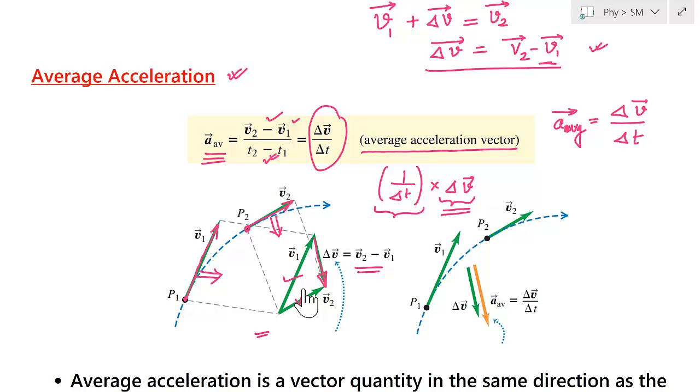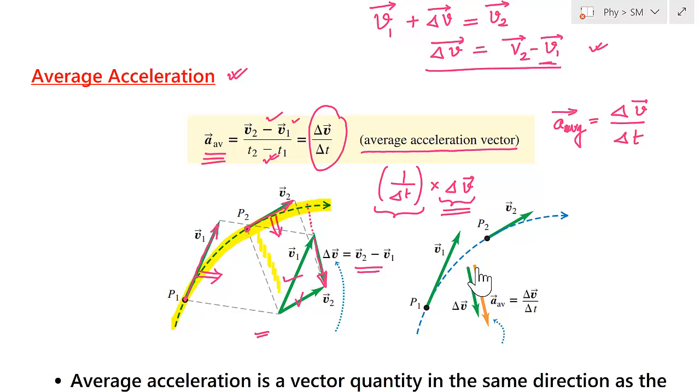So see, what is the direction of the change in velocity vector? It is towards the center of this curve. If you consider this curve, the center of this curve will be somewhere this side, that is inside. So the direction of the change in velocity vector in this case is towards the center of this curve, and the average acceleration will also be in the same direction.